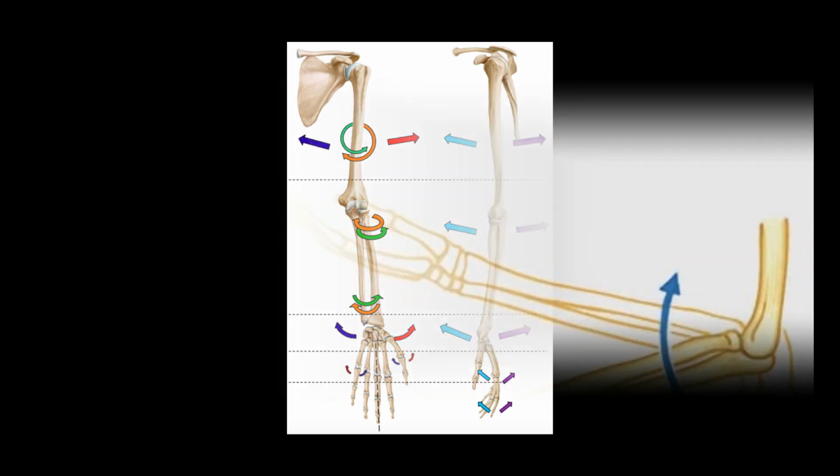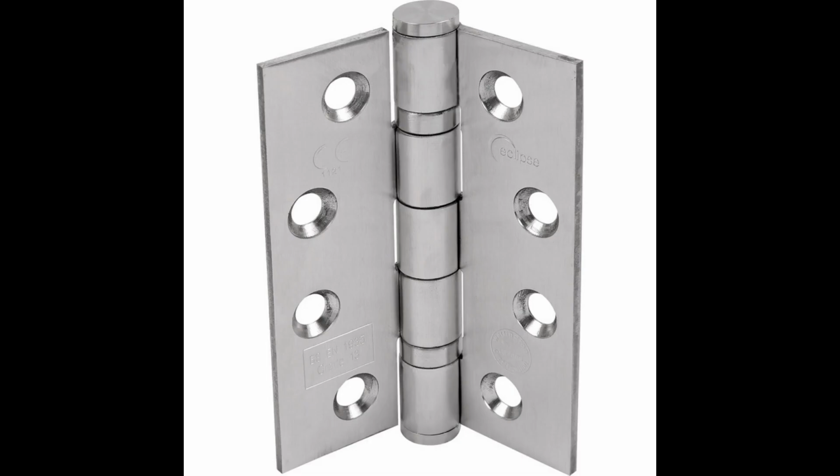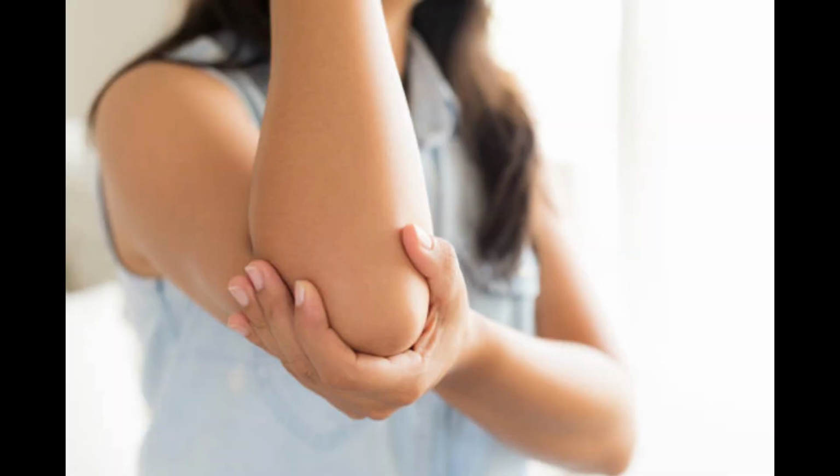Hinged joint. A hinged joint allows movement in only one direction. It moves like a door on a hinge. Examples of hinged joints are our elbows and knees.